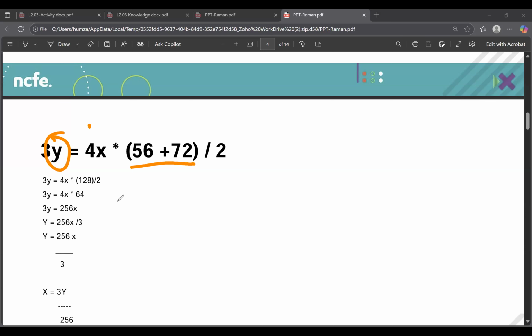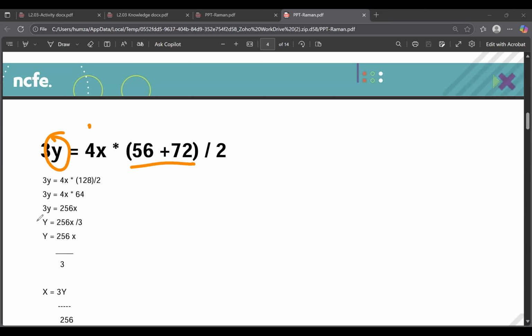So 3y equals, after we've done the division, 4x times 64. 4 times 64 equals 256. So 256x equals 3y. Now to find out the value of y, all we do is divide by 3. So 256x divided by 3 equals y.